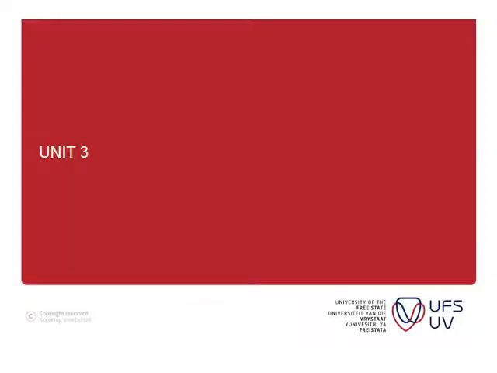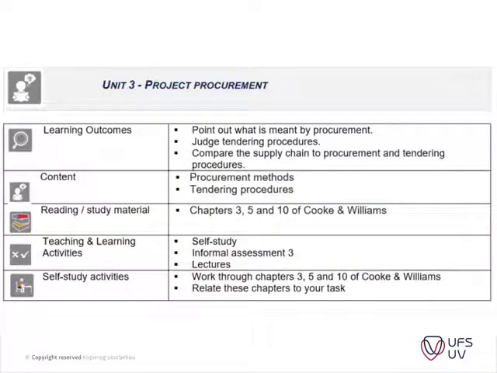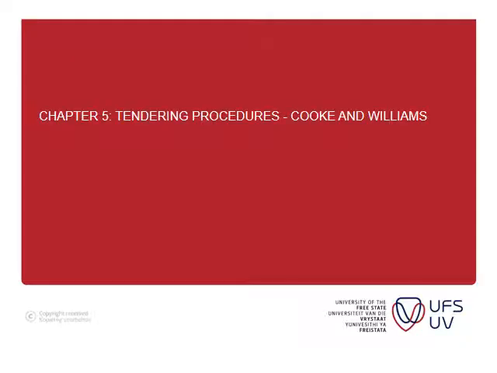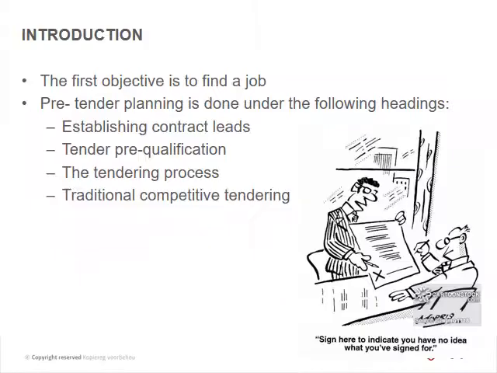As mentioned in the previous recording, we're currently looking at Unit 3 and we are looking at Chapter 5 today. In the previous recording we looked at Chapter 3, so we're going to look at Chapter 5. Chapter 5 is the longer chapter of this unit, whereas Chapter 10 is just a short summary or example of actually sequencing. So we're going to look at the tendering procedures and how it usually works.